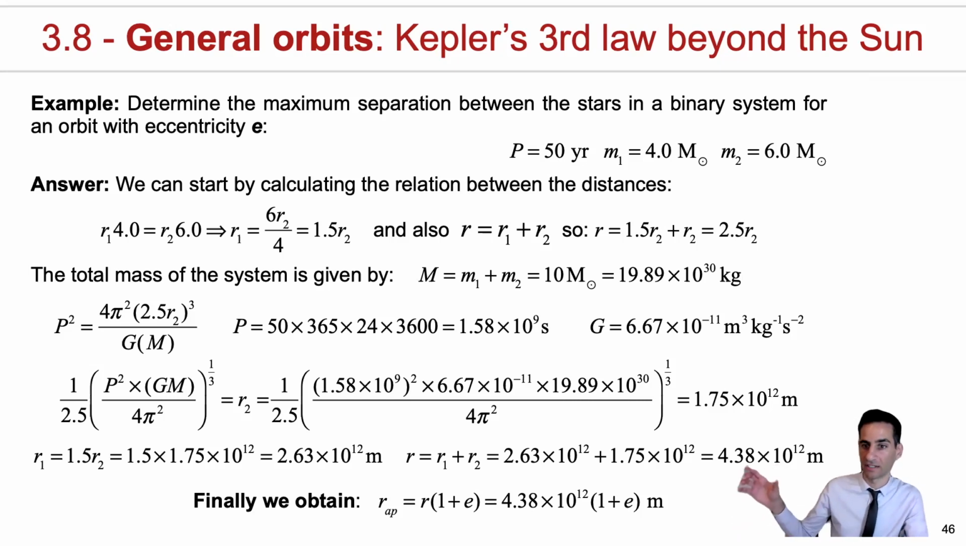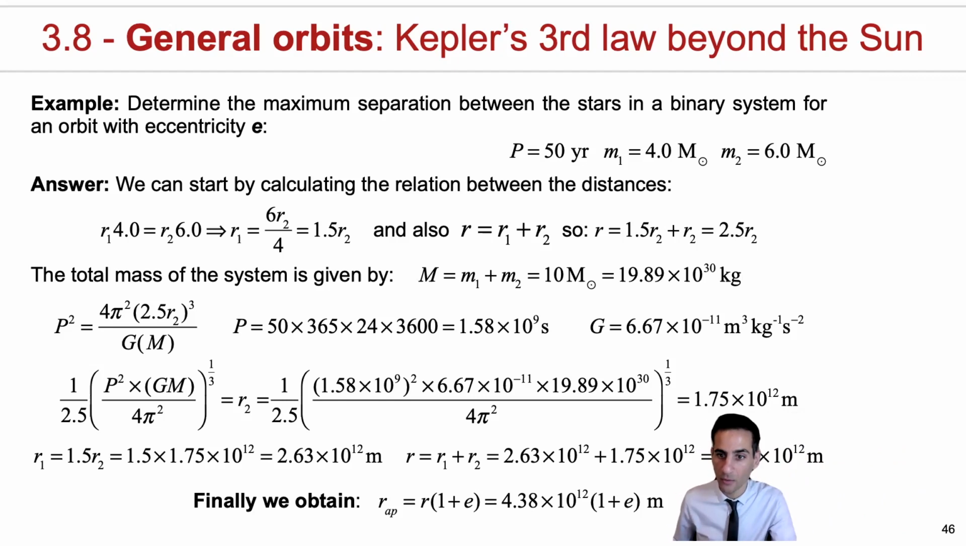The important thing is that this will be the average separation, and the furthest separation will actually be affected by the eccentricity. If we know the eccentricity, we could calculate this explicitly. If not, we would leave it like this.